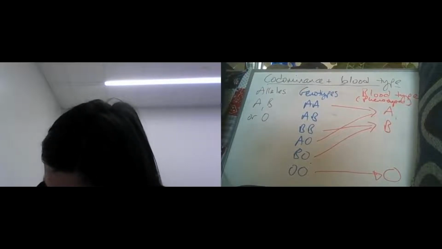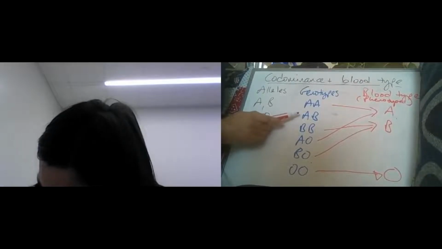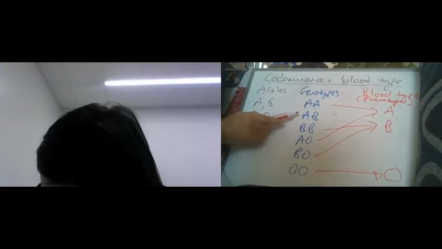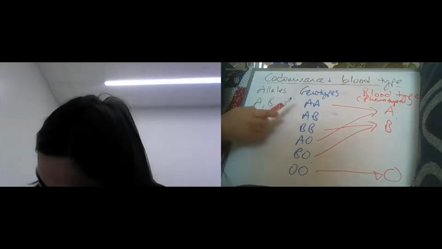The weird and funky bit is if you are heterozygous, but you're heterozygous for the two dominant alleles, you will express both of those alleles in your phenotype. A is not dominant to B and B is not dominant to A.